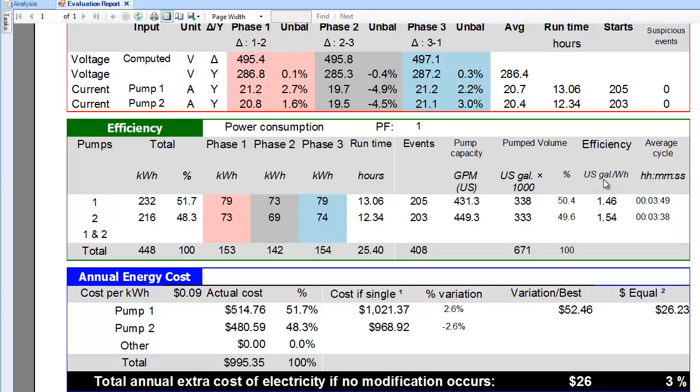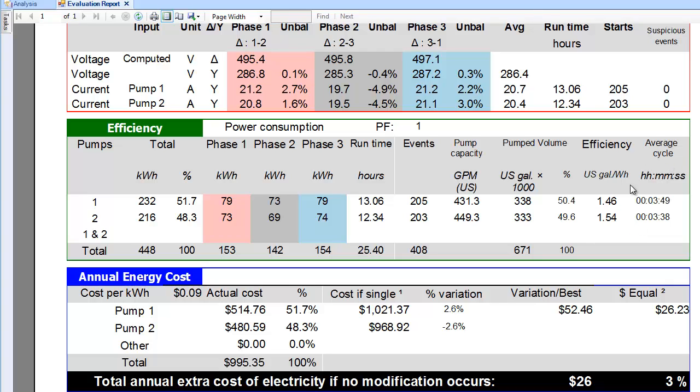Now the US gallons per watt hour, taking our wattage information versus the gallonage, gives you an efficiency number, 1.46 and 1.54. These are very good, but you have to know up front what the efficiency was to know if these are good numbers. I've seen numbers down below 1, and that's always interesting because that's usually an inefficient pump. But a pump's efficiency can go as high as 4.0.